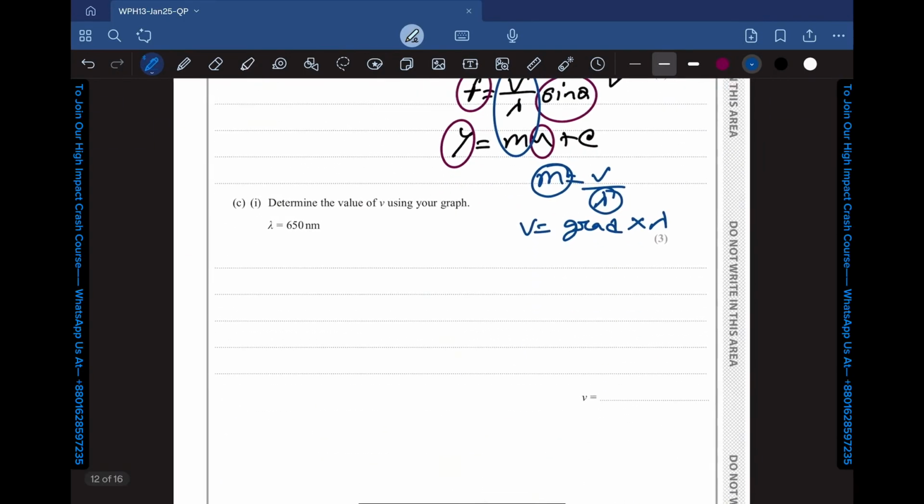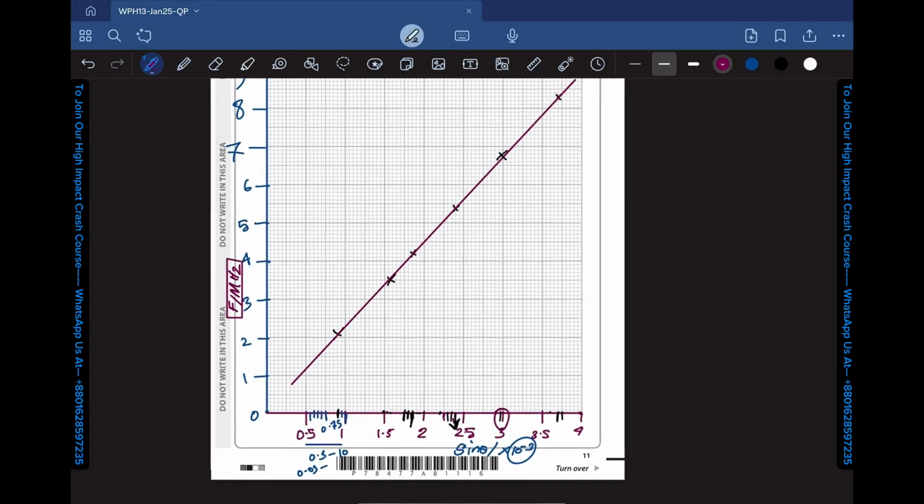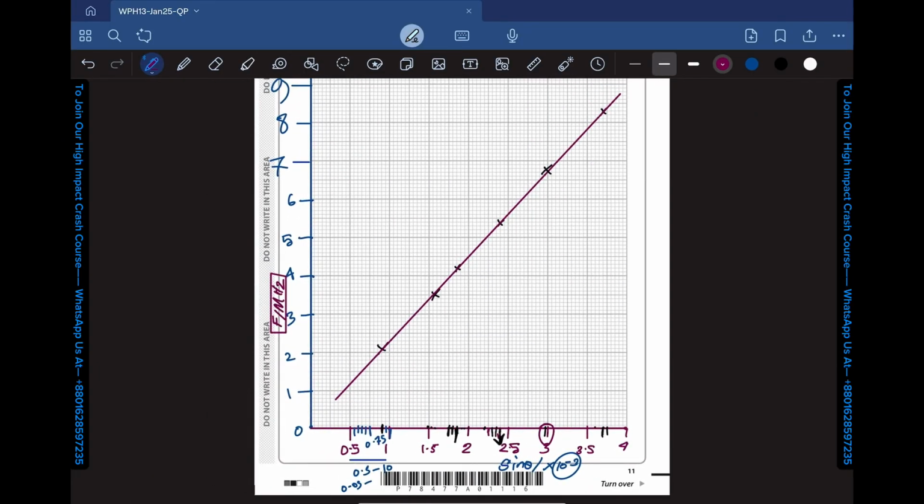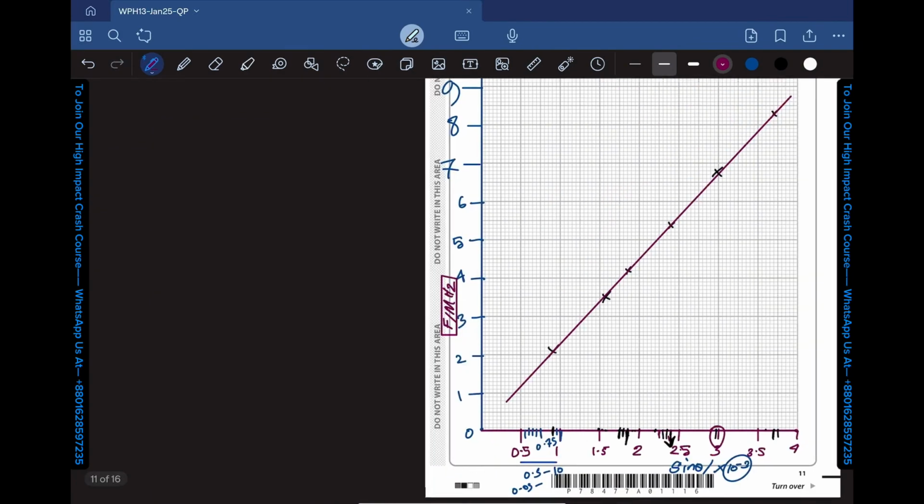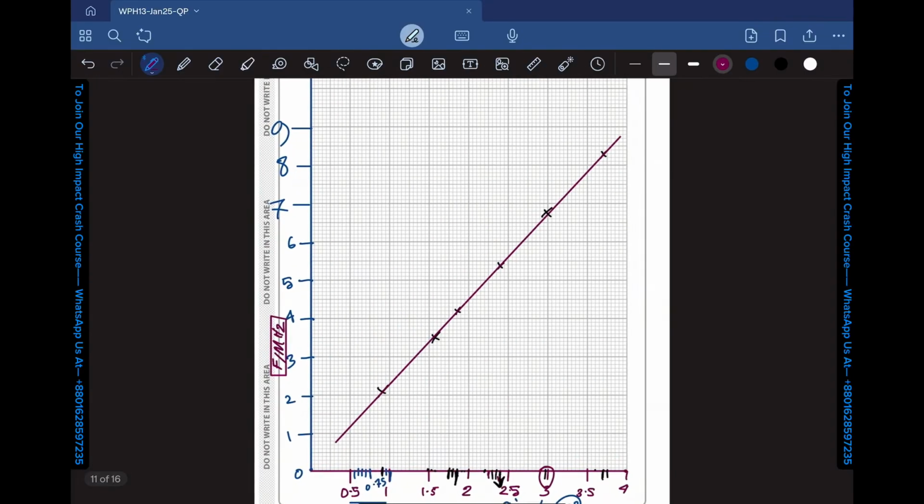Now it has actually asked us to calculate the value of v. So now we will just figure out the gradient and multiply with the wavelength value that they have given us. So now let's go and figure out the gradient right here. Now always remember, to figure out the gradient, always take a bigger value. Always take a bigger value. So now what I'm going to do is take the biggest values right here.